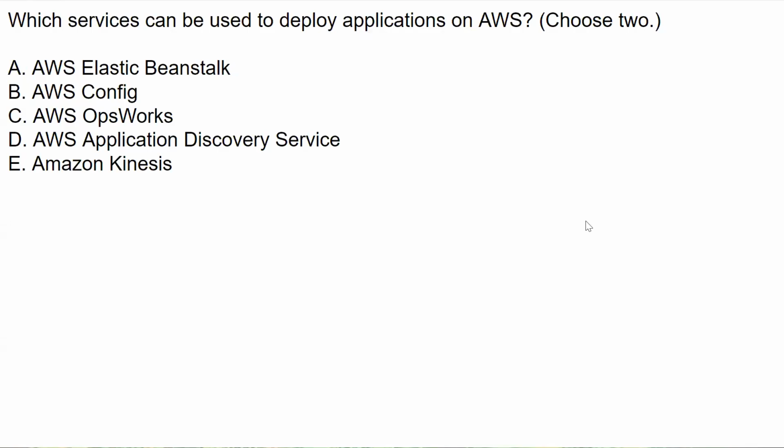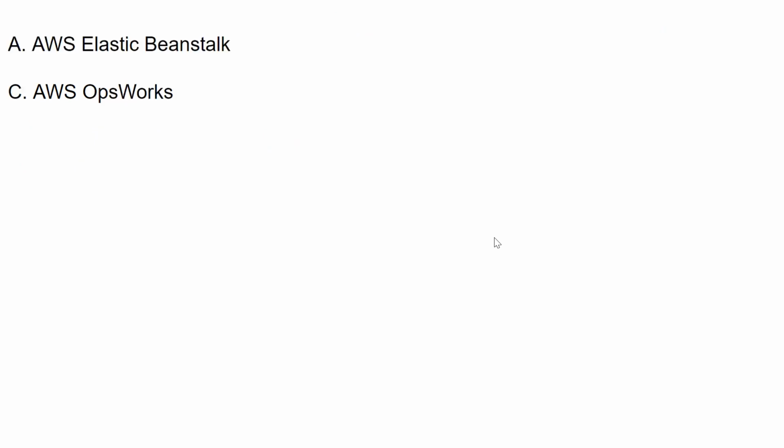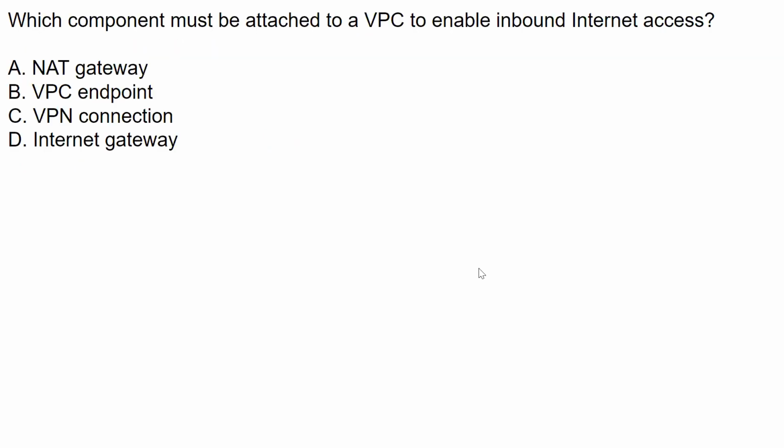Which services can be used to deploy apps on AWS? Choose two. Elastic Beanstalk, Config, OpsWorks, Application Discovery Service, Amazon Kinesis. Elastic Beanstalk and OpsWorks.